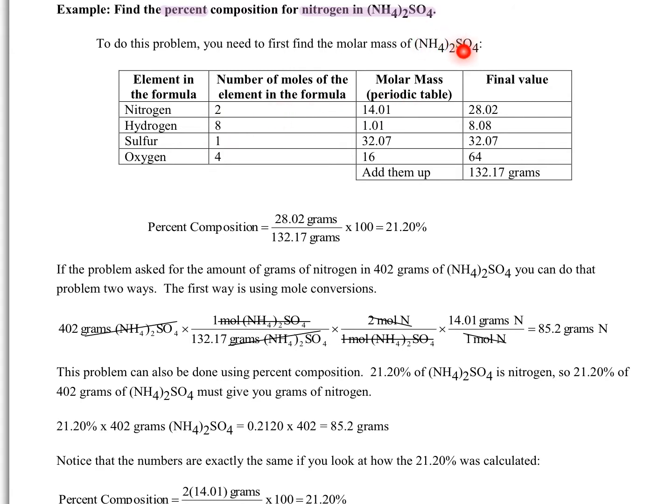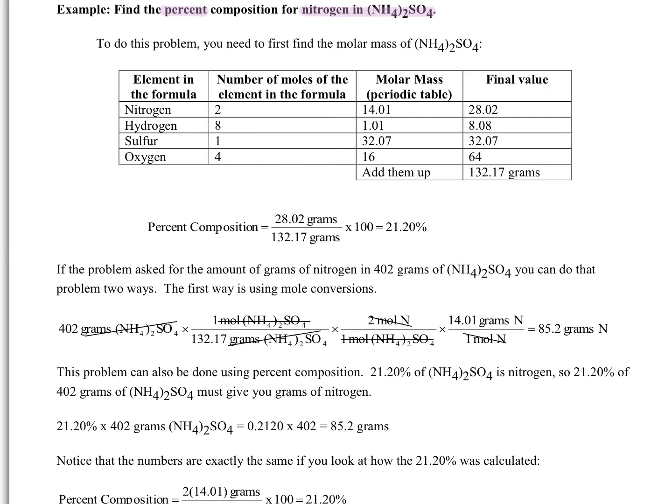Just looking at the formula, you go, okay, 2 times the mass of nitrogen, plus 8 times the mass of hydrogen, plus 1 times the mass of sulfur, plus 4 times the mass of oxygen. Plug that all in one stream in your calculator, hit enter. That should be your molar mass. You might want to look back and make sure you've counted the right number of each atom, but besides that, your molar mass should always be fine.